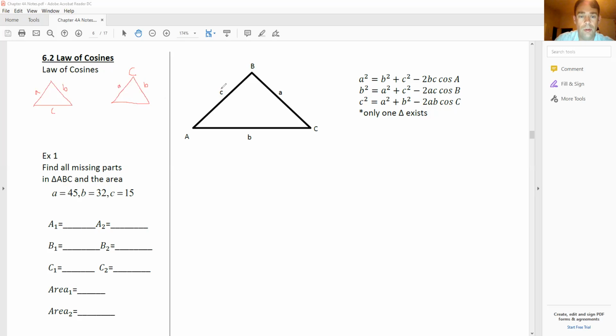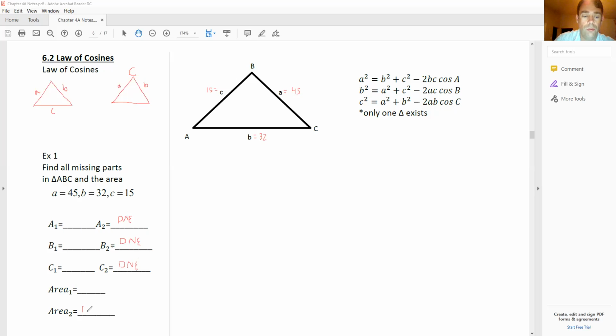So let's take a look at this first one. We know that A is 45. We know B is 32. And we know C is 15. And you're asked to find all the other missing parts. Well, friends, all of a sudden when you look at it here, we know all three sides, which makes it law of cosines, and it means that there will be no second triangle. Law of cosines will never have a second triangle. Law of sines can. That's that ambiguous case that we talked about yesterday. But law of cosines never can.